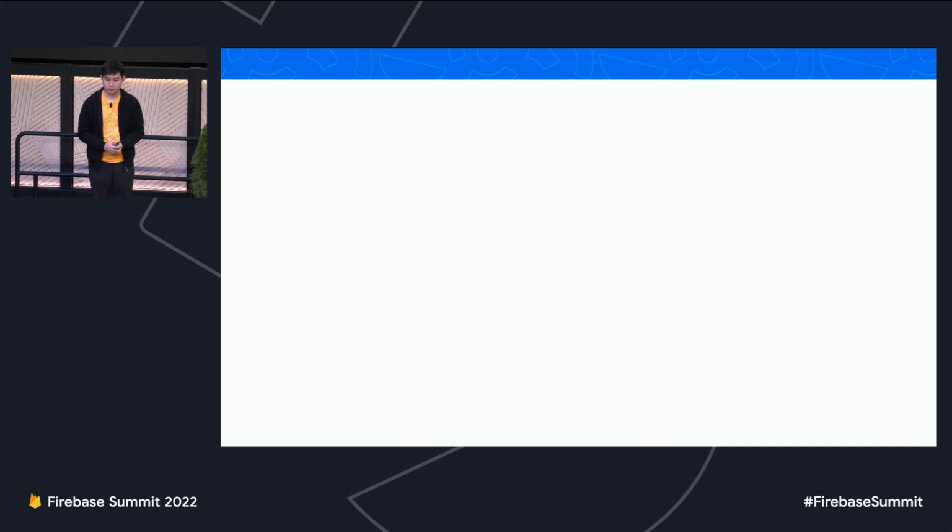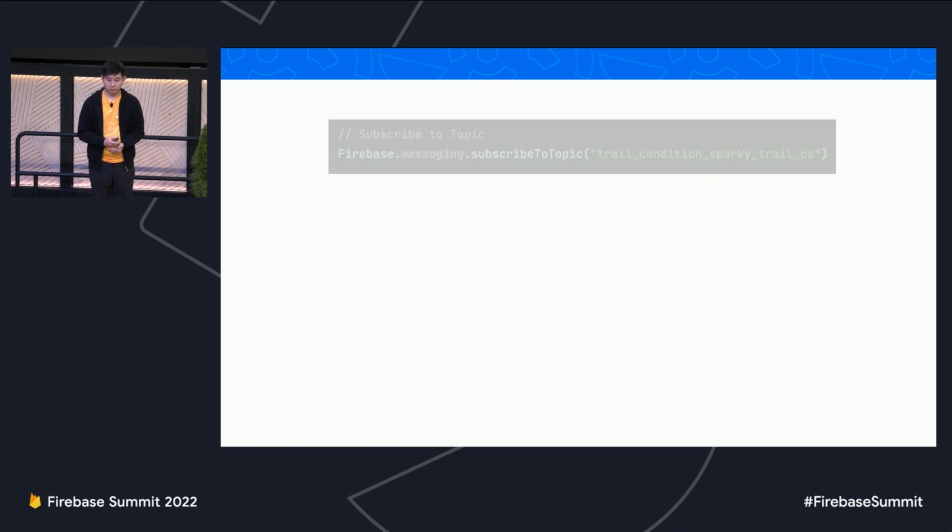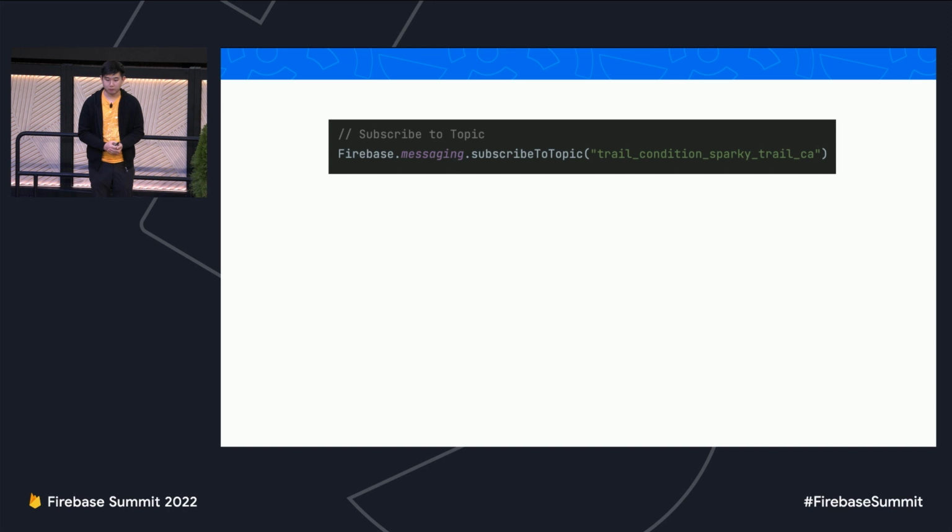Well, we can do this using FCM topics. First, we can create a trail condition topic for each trail. The example that we're using here is a trail condition for the Sparky Trail. Upon favoriting, we can then subscribe a user to this trail topic in the Summit app using client-side code. Once that is done, we can then select the Sparky Trail topic as targeting criteria within the Firebase console or the admin SDK. You can even combine multiple topics together using Boolean operators via topic conditions.